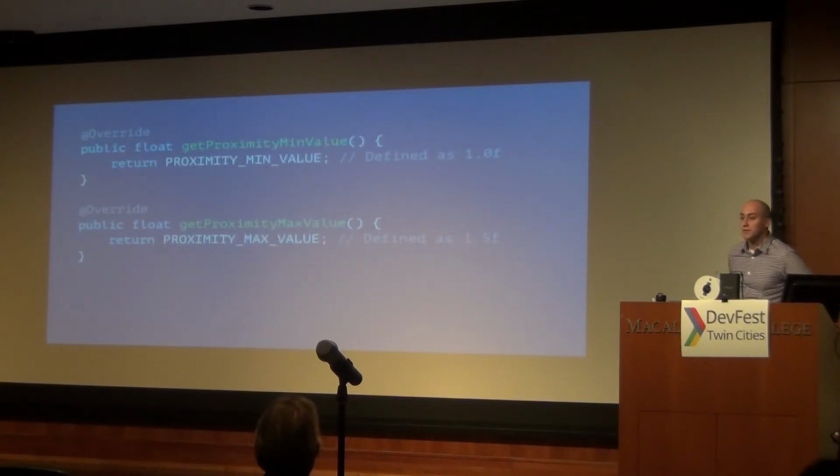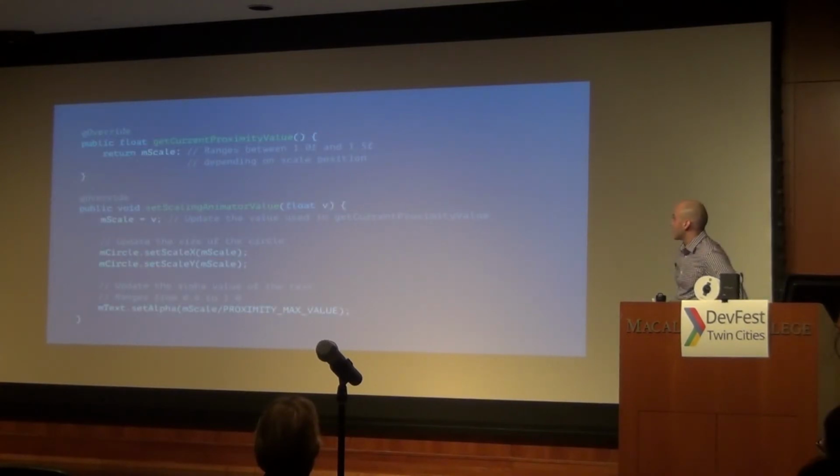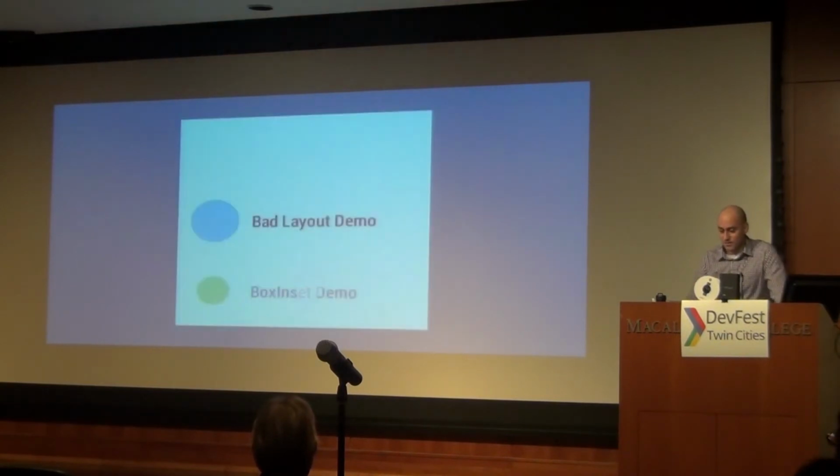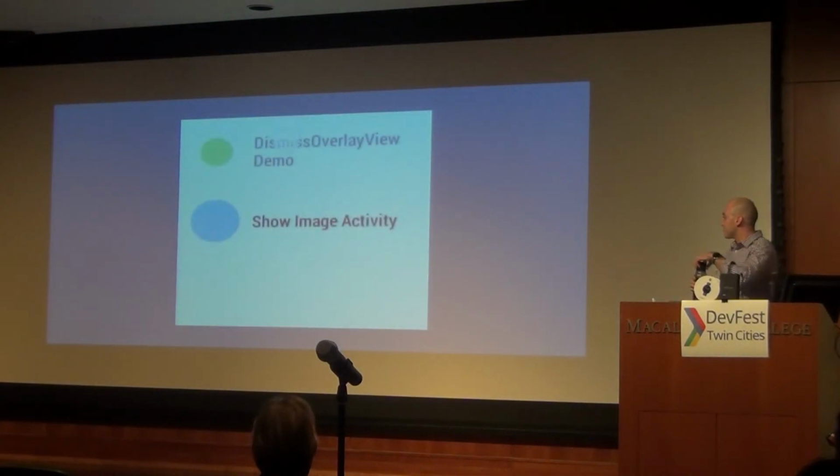All right, so here's an example of what I used for the animation that I showed before. I'm going to have a scaling factor that goes from just 1 to 1.5. In this getCurrentProximityValue, I'm just going to spit back the value that I'm given in setScalingAnimatorValue. And then in there, I'm going to animate my circle to be larger or smaller, and I'm going to change the alpha value of the text in the list. And for these final two methods, I set it up so when the item is active, give it a blue color. When it's inactive, give it a green one. So here's that list again with all those features.